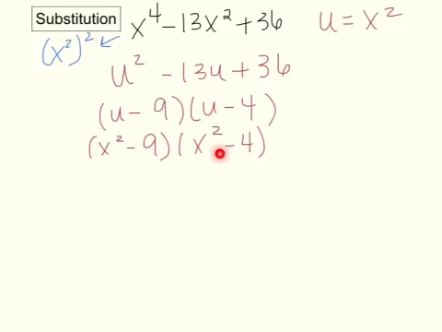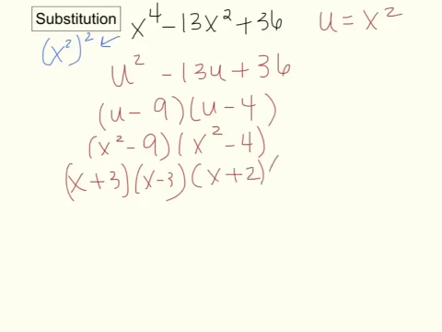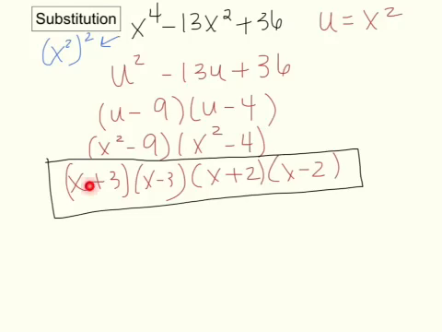Now, sometimes that's as far as it will go. In this case, you should notice a difference of squares here. I could factor this more. So I'd have x plus 3 and x minus 3 is what I get from x squared minus 9. And then from x squared minus 4, it would factor to x plus 2 and x minus 2. So if I completely factored x to the 4th minus 13x squared plus 36, it would give me these 4 terms. Okay, so again, we plugged in u for x squared, so that way we could end up with a nice quadratic that we know how to factor. Then plug x squared back in anywhere that there's a u, and then factor more if necessary.